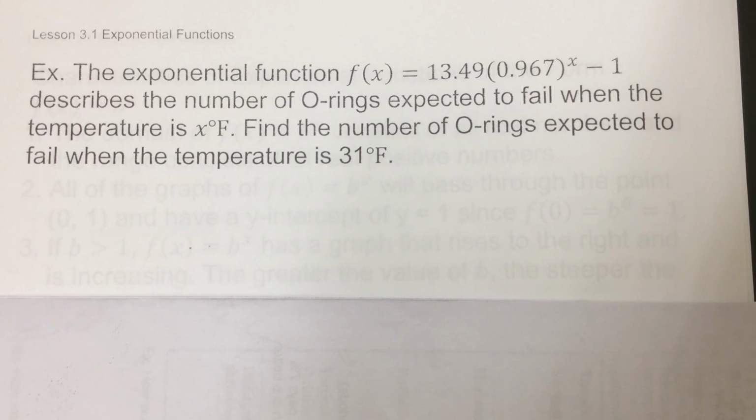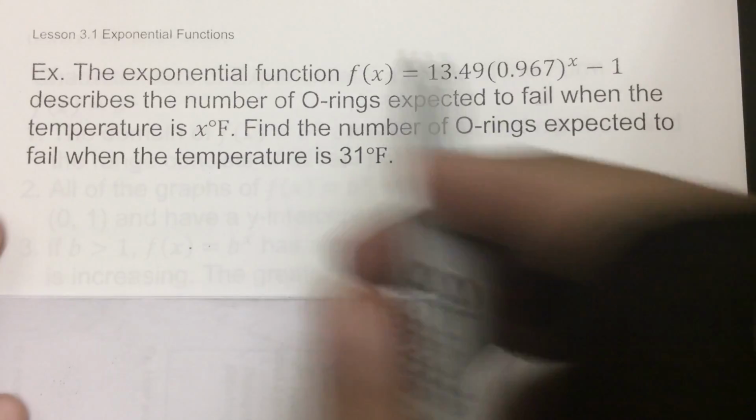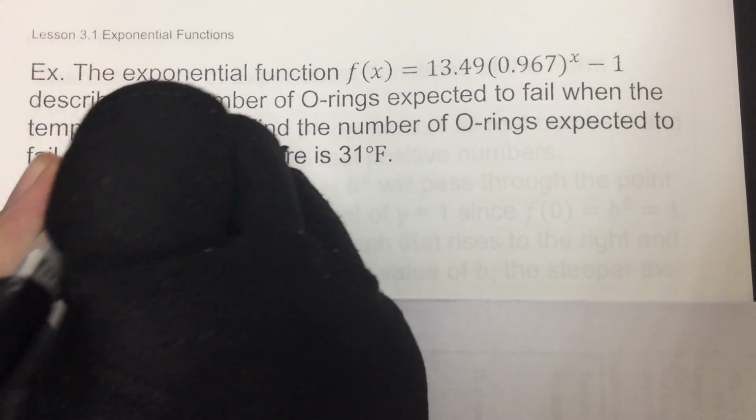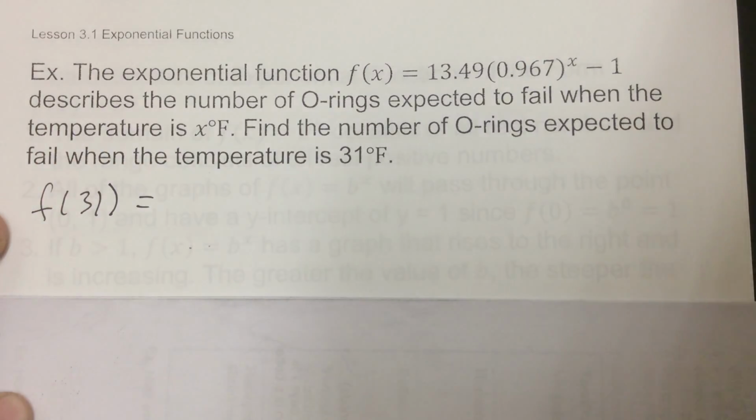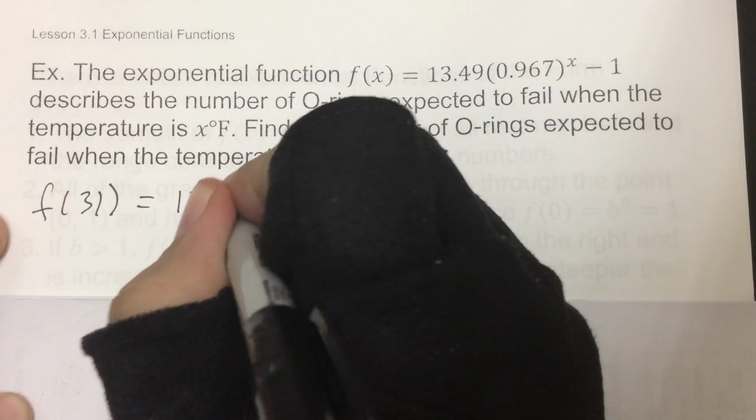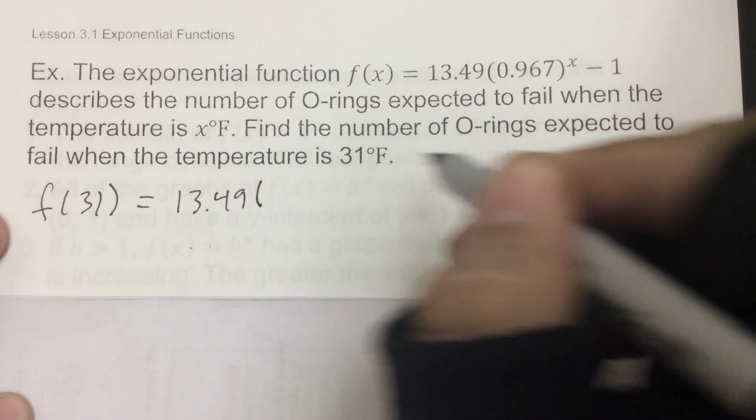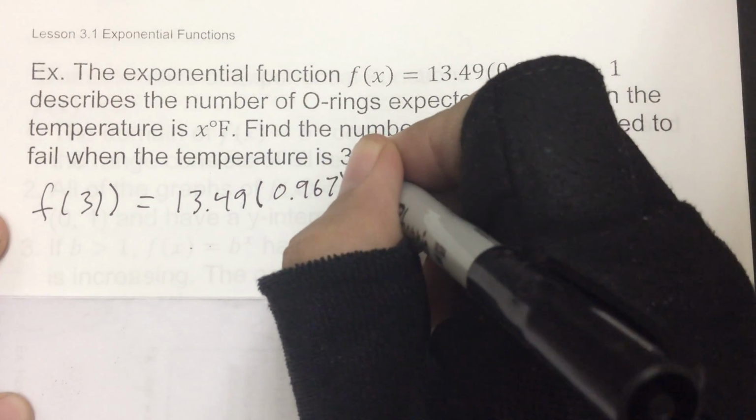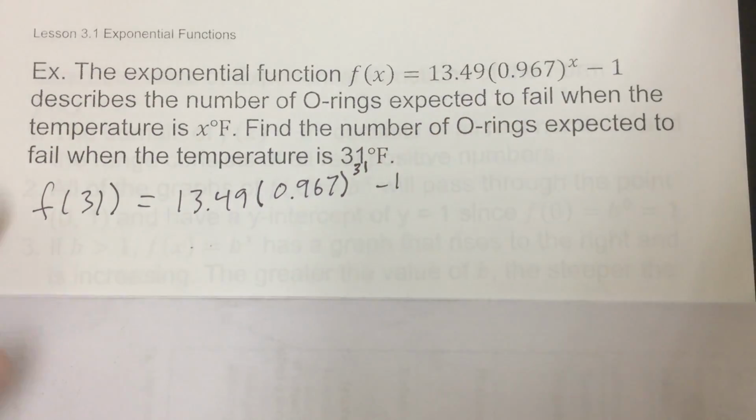But after that, they were able to figure out what was going on, and something like this didn't happen again. But to do this, when we're finding our temperature is 31 degrees Fahrenheit, that's going to be our x, so we're going to do f of 31. So in our calculators, we're going to put 13.49 parentheses 0.967 raised to the 31st minus 1 in.